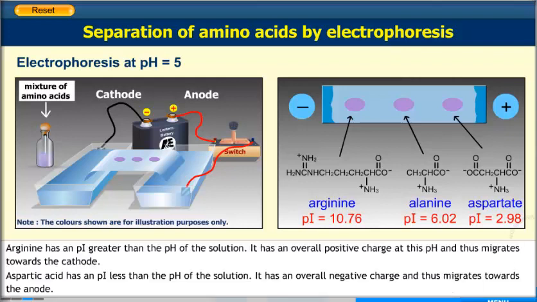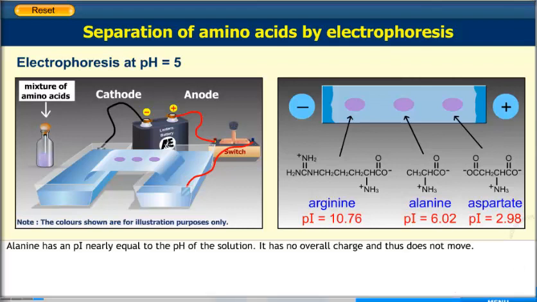Arginine has an isoelectric point greater than the pH of the solution. It has an overall positive charge at this pH and thus migrates towards the cathode. Aspartic acid has an isoelectric point less than the pH of the solution. It has an overall negative charge and thus migrates towards the anode.